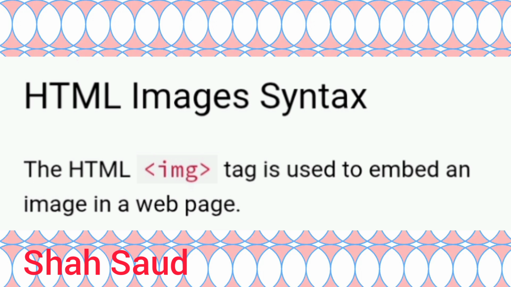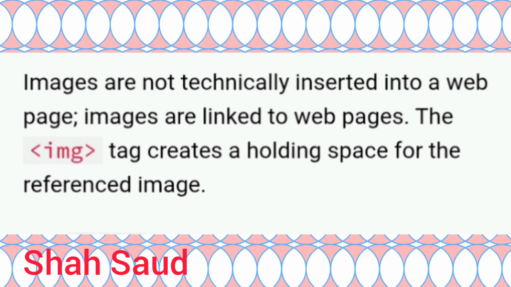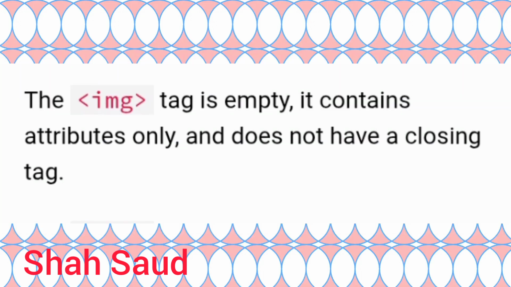HTML images syntax. The HTML img tag is used to embed an image in a web page. Images are not technically inserted into a web page. Images are linked to web pages. The img tag creates a holding space for the referenced image. The img tag is empty. It contains attributes only and does not have a closing tag. This is similar to a br tag.